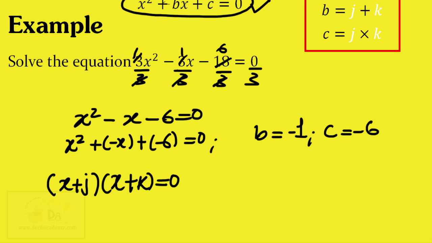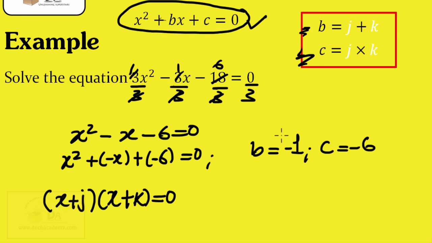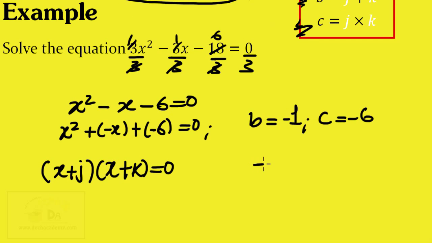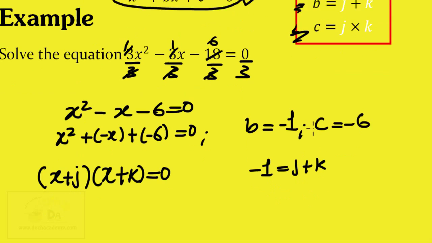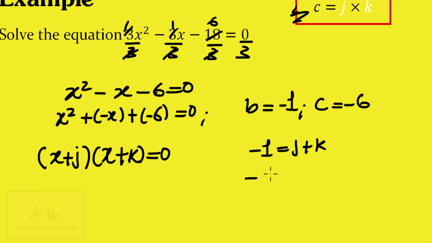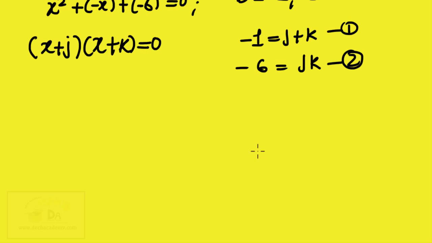Using these rules and formulas, we can now write that b is equal to j plus k, and c is equal to j times k. Call this equation 1 and call this equation 2. So now we need to determine values of j and k that satisfy both of these equations.